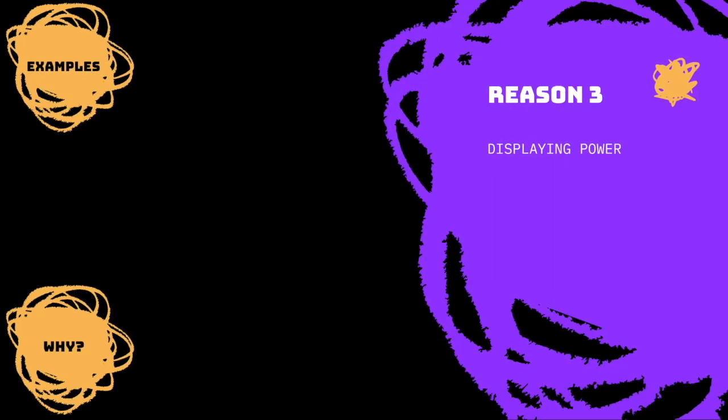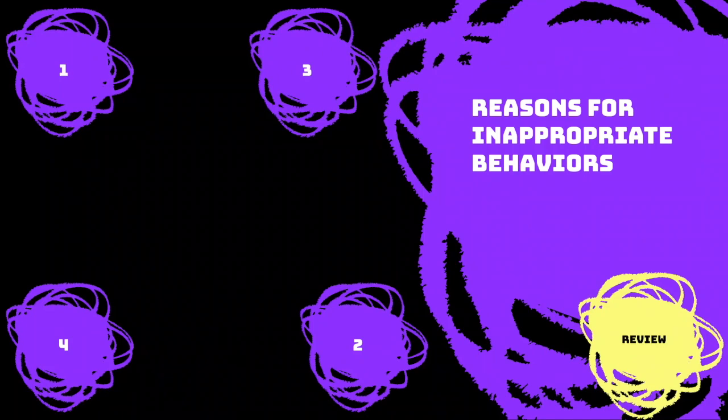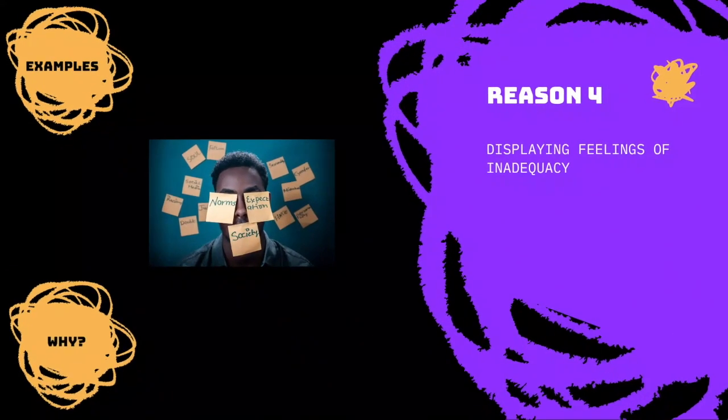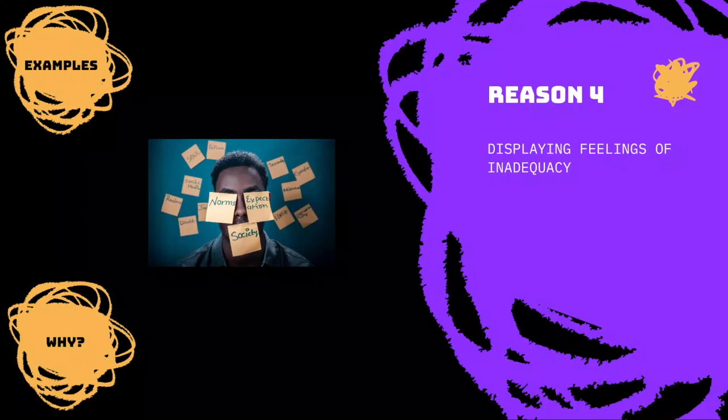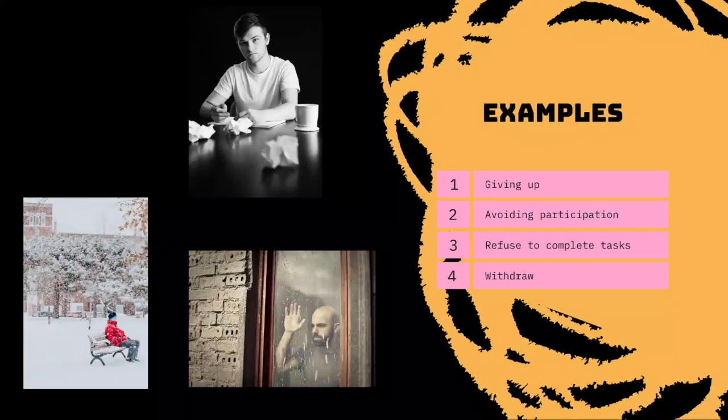Okay, now we're on the fourth reason for inappropriate behaviors. The fourth reason is they're displaying feelings of inadequacy, or that they're not good enough. So what do those behaviors look like? Some examples would be giving up, avoiding participation altogether, so they're not even going to try, refusing to complete a task, or again, withdrawing from certain activities or assignments or different social interactions. They just completely don't want to be involved with that.